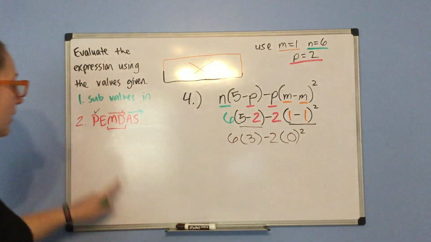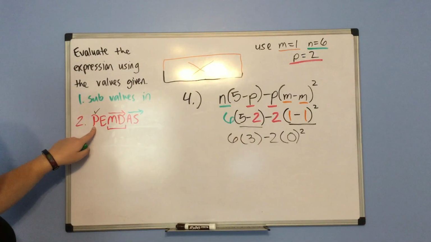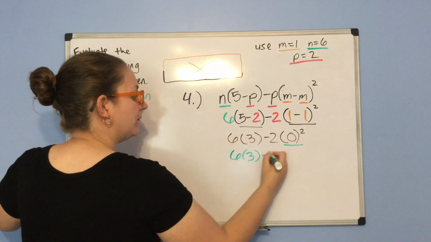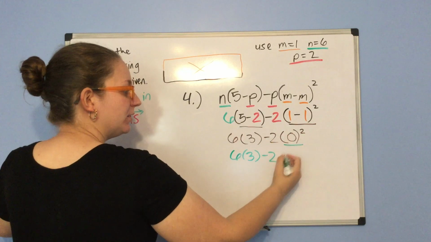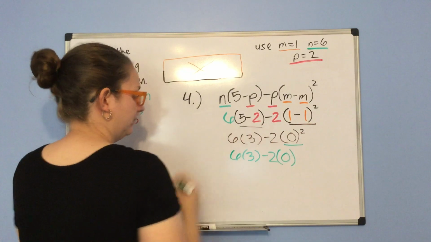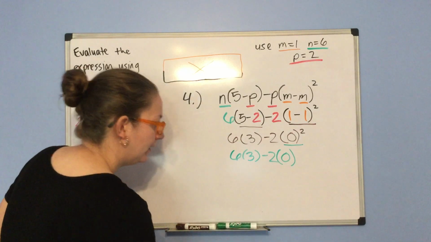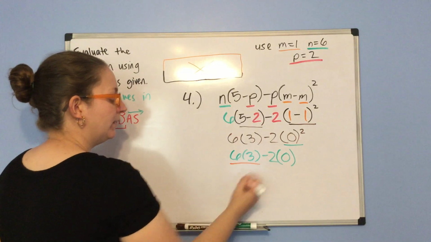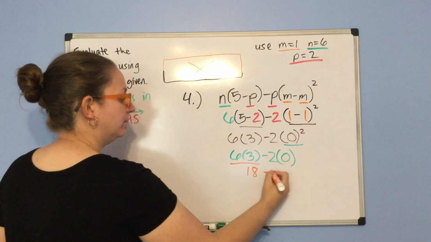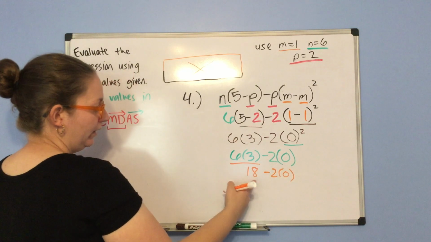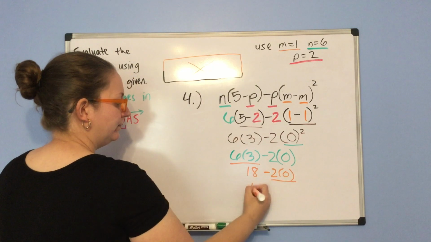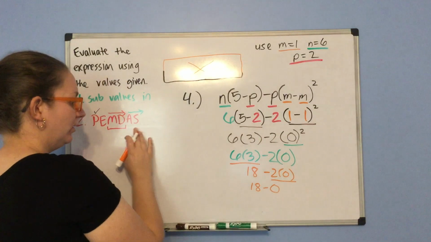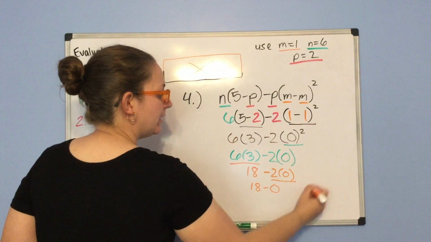Carrying on, we've done everything we can inside of parentheses. We do have an exponent right here. Let's take care of that. 0 squared means 0 times 0, which is 0. Next up would be multiplying and dividing. Remember, number next to parentheses means multiplying. 6 times 3 is 18. And then we have more multiplying here. 2 times 0 is 0. So then when we go to subtract for our last step, 18 minus 0 is 18.